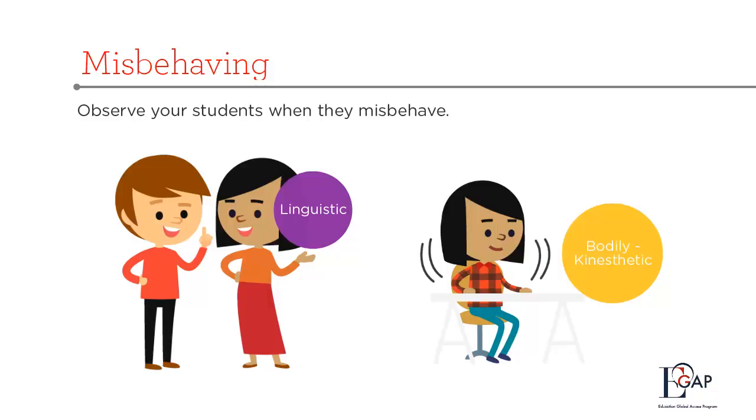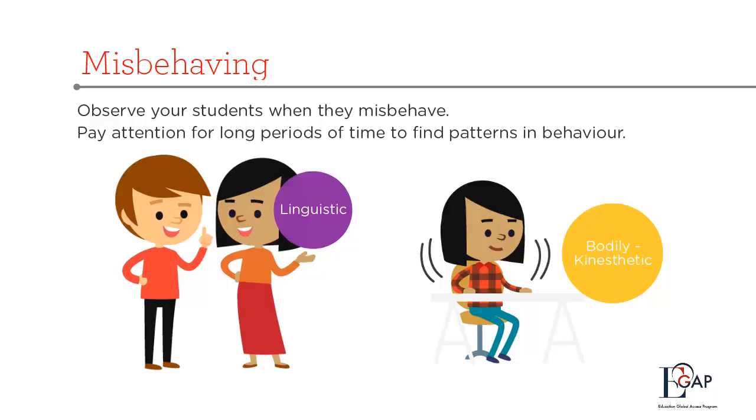Note that humans are complex creatures, and just because a student is talking out of turn doesn't necessarily mean she is a linguistic learner. But when you pay attention to your students over long periods of time, you can start to see a pattern in their behavior, and that pattern will align you with one or more kind of intelligence.